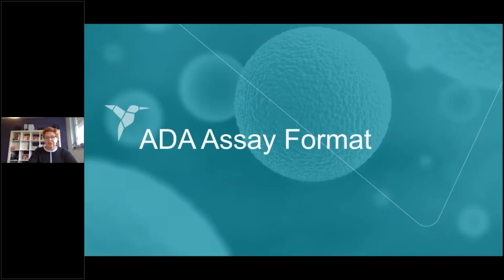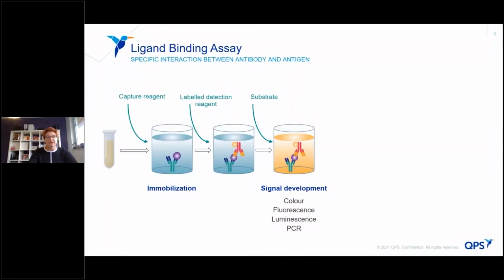In order to follow the formation of ADA, an assay needs to be set up, and this is typically a ligand binding assay. In ligand binding assays, the assay depends on the interaction between the antibody and the antigen. Typically, samples are diluted and captured on the plate. In an ADA assay, the capture reagent is the drug. And then the sample with potential ADA is added to the well and can bind to the drug.